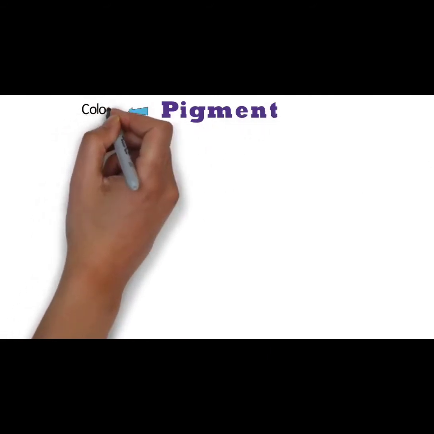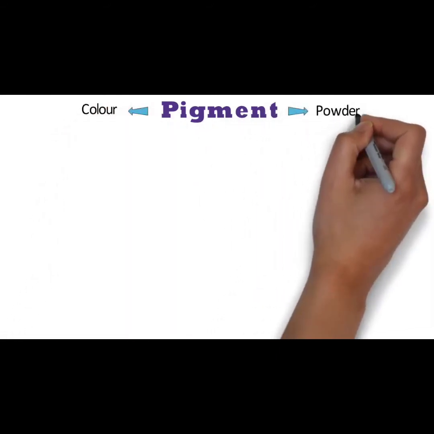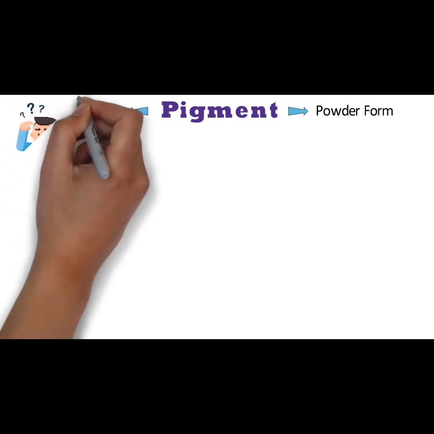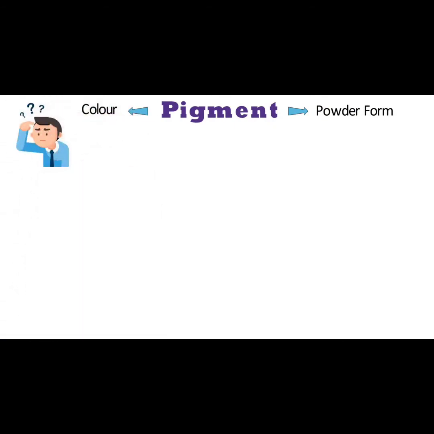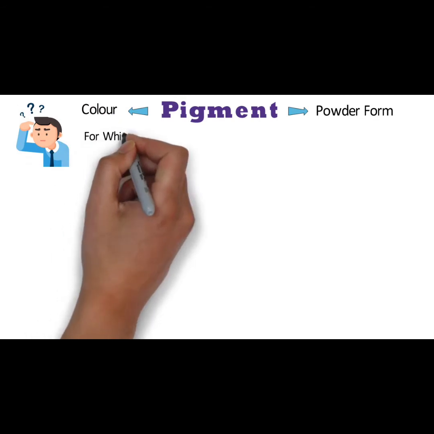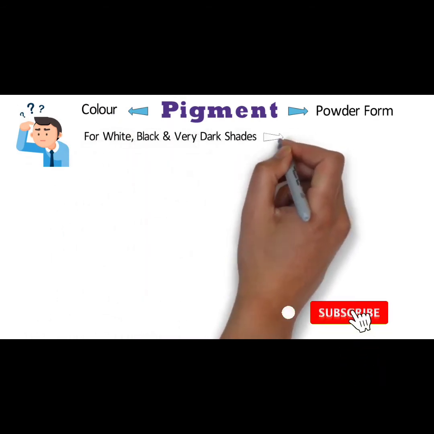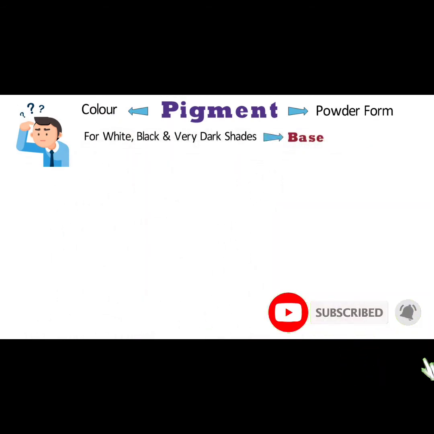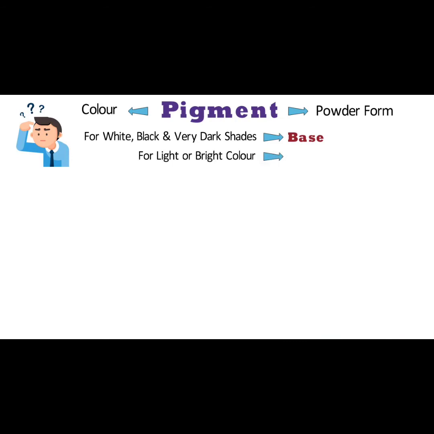Number 2. Pigment. Pigment means color and it is in powder form. Base and pigment, these two terminologies are confusing. In general, for white, black and very dark shades, the base itself works as a coloring pigment. In case of light or bright color, the desired shade is obtained by adding coloring pigment to white paint.